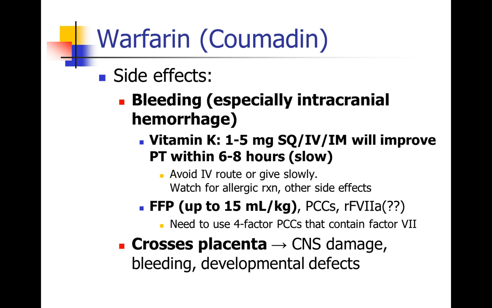A faster way to reverse warfarin would be to give FFP. And this is a fairly large volume. It's up to 15 milliliters per kilogram. So if you think about a 100 kilogram patient, that's 1.5 liters of FFP that you're going to be running in. Other possible treatments, and we'll discuss these later, would be prothrombin complex concentrates or recombinant factor 7A. And we'll discuss those substances a little bit later on.